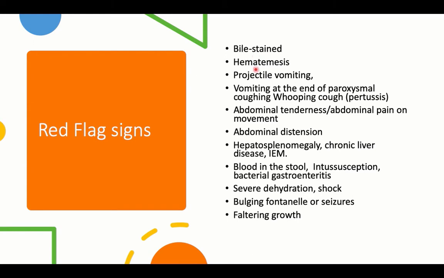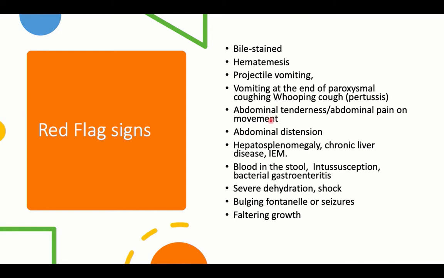When vomitus is associated with hematemesis, this is significant, and may indicate peptic ulcer disease, bleeding diathesis or other significant abnormality. Also, when vomiting is projectile, we may think of intestinal obstruction, including pyloric stenosis, duodenal stenosis or atresia, or others. Vomiting at the end of paroxysmal coughing is usually diagnostic of whooping cough or pertussis, a bacterial infection.